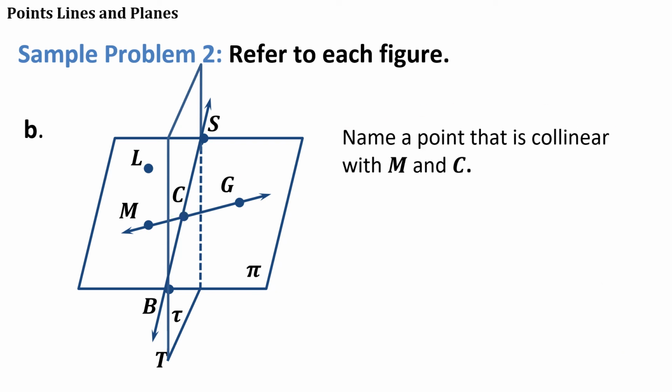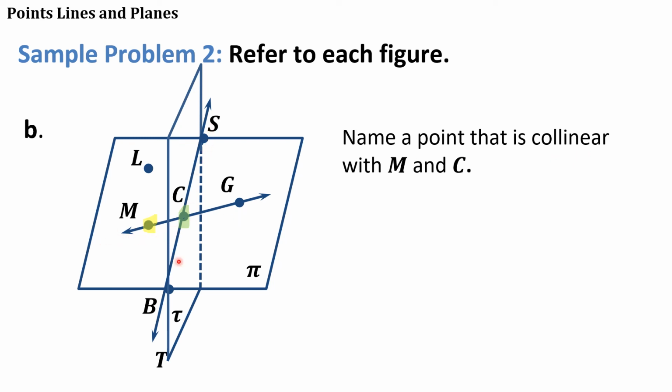Now name a point that is collinear with M and C. Again, I have point M, and I'm going to try to highlight it. And I have point C. I need another point, because I'm asking what is another point that is collinear? Which one are they sharing with a line?